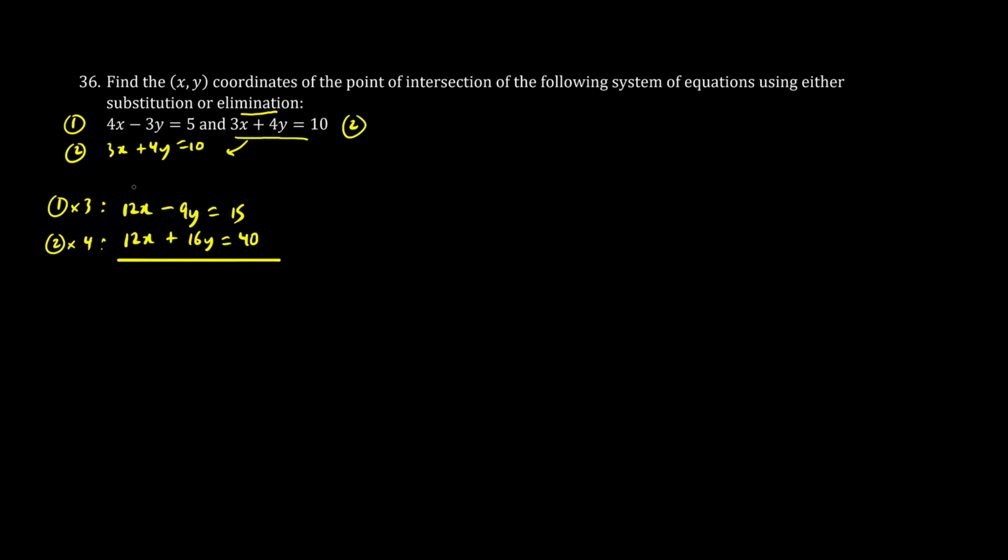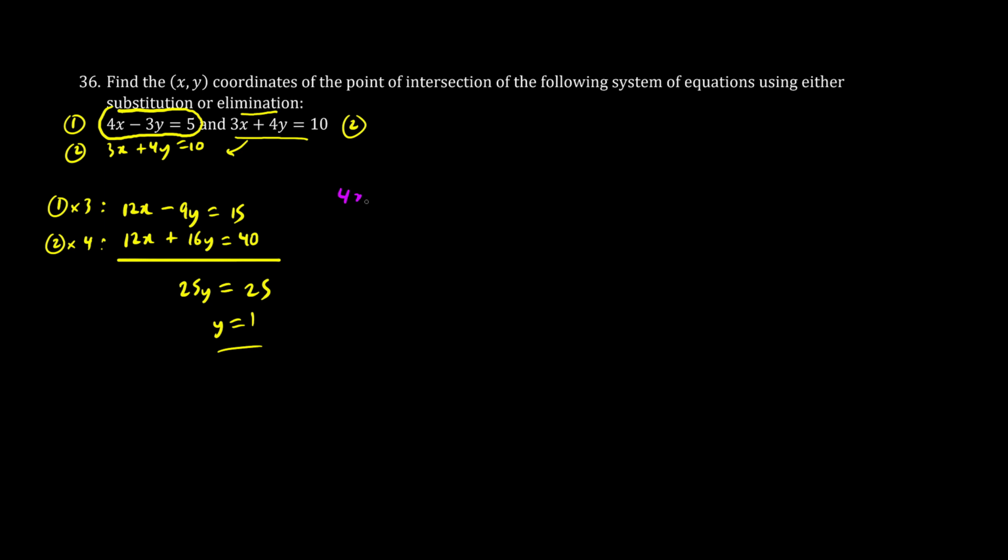12x, take away 12x, disappears. 16y, take away negative 9y. Two negatives become a positive. 16 plus 9 is 25y equals 40 minus 15, which is 25. So we can see that y is 1. And once we have y is 1, we can plug into any equation to figure out what the x value is. Let's just plug it into this equation here.